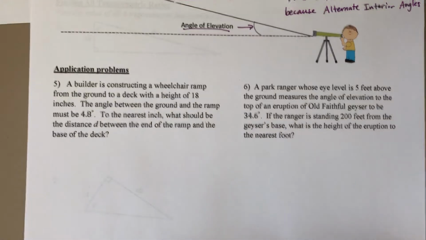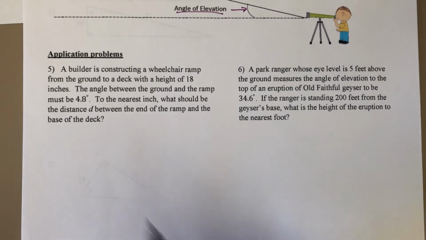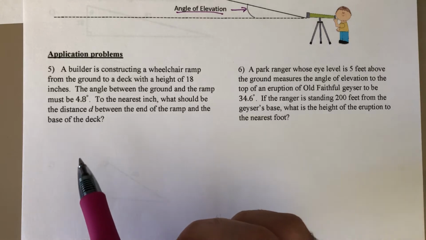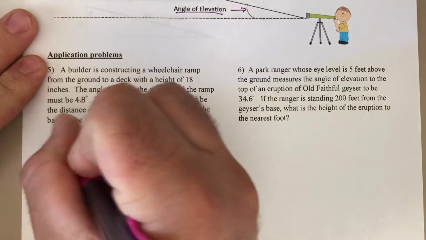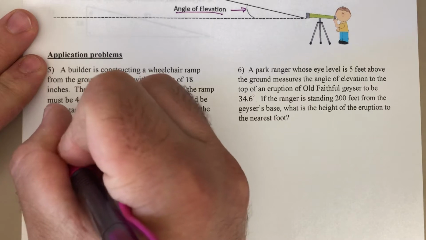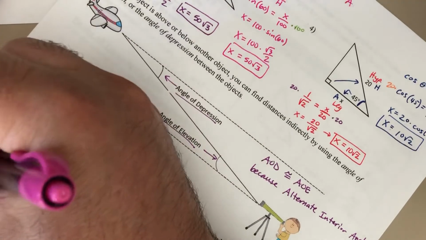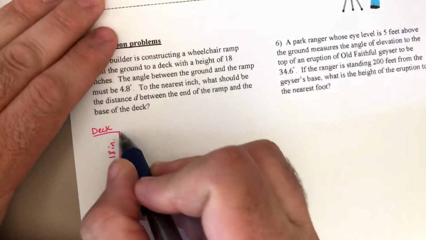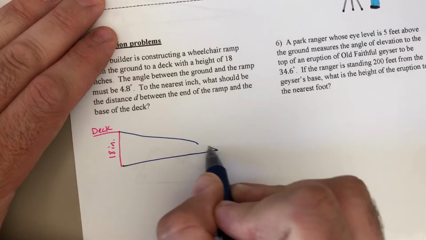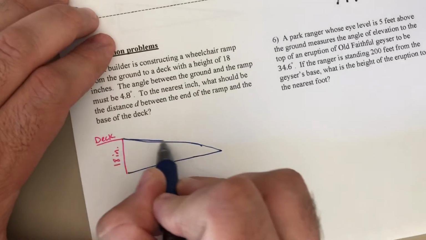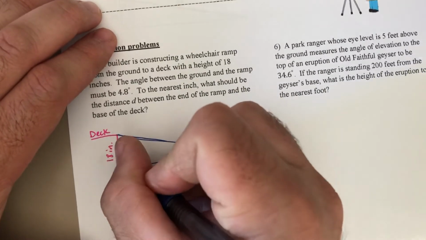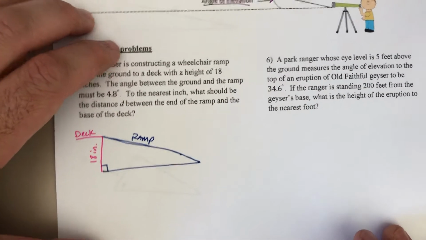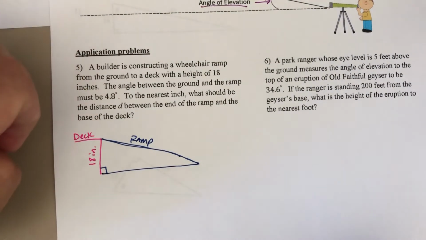So we have a couple of application problems. Number 5: a builder is constructing a wheelchair ramp from the ground to a deck with a height of 18 inches. So the deck is 18 inches tall, and someone is building a ramp, a wheelchair ramp, to it like this. There's our ramp to the top of this deck.